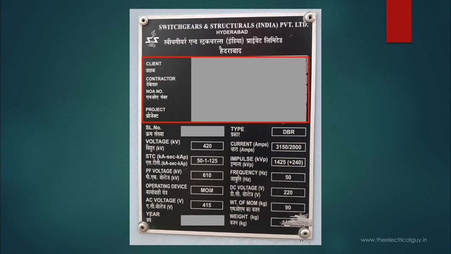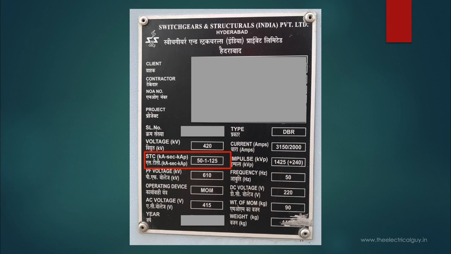So moving on, the rated voltage. Here you can see it is mentioned as 420 kV, which indicates this disconnector is designed for 420 kV of rated voltage. Moving on is STC, that is short time current. Here you can see 50 kilo ampere for 1 second, meaning that this disconnector can withstand 50 kilo ampere of short circuit current for 1 second, and it is tested for the same.